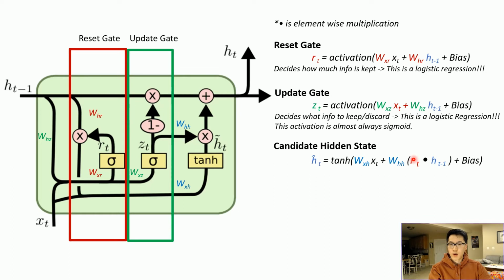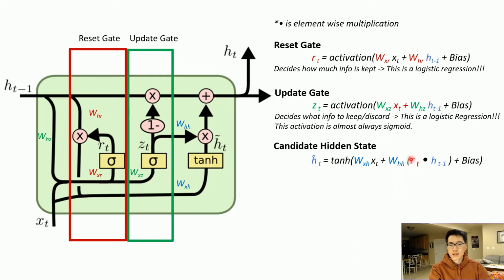So if your reset gate is very close to 0, meaning you don't want to remember that, then correspondingly your hidden state, you can multiply that by 0, it's going to be 0. And then if you multiply your 0 by your given weight, that's also going to be 0. So there are no updates happening here.